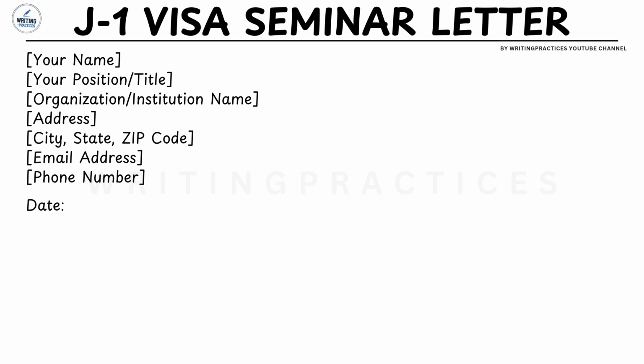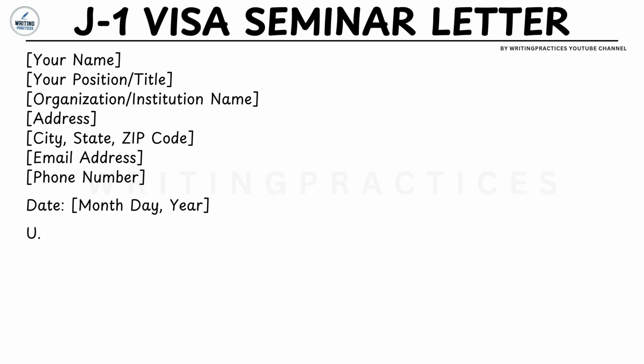Date. Next, write the date in the formal month, day, year format. For example, September 12, 2025. This time stamps your letter and indicates when it was issued. Proper dating is important for record keeping and shows that your request is current.